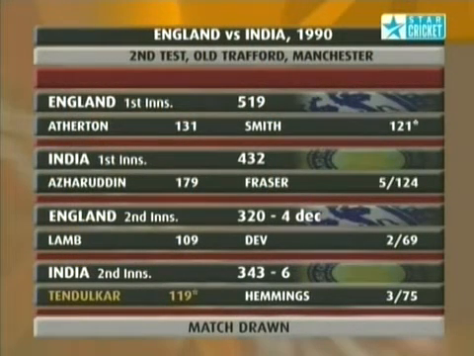Sachin Tendulkar with his maiden Test century, 119 not out, and what a fabulous innings it was, saving the Test for India against England. And India finished 343 for 6. The match was drawn, but the story of that entire Test match was the contribution of the 17-year-old Sachin Tendulkar.